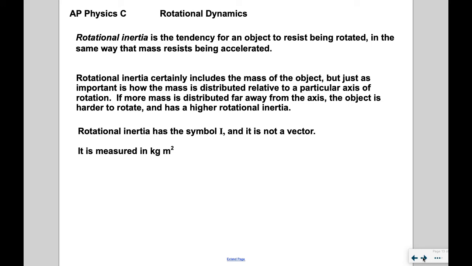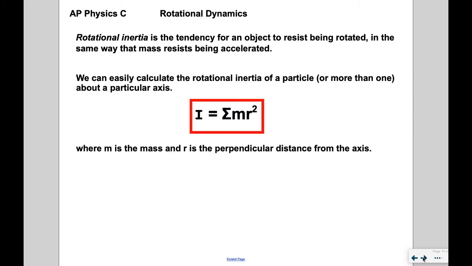It has a symbol capital I, and it is not a vector. It's measured in kilogram meters squared. The meter squared indicates that how far away that mass is distributed is more important than the mass itself.